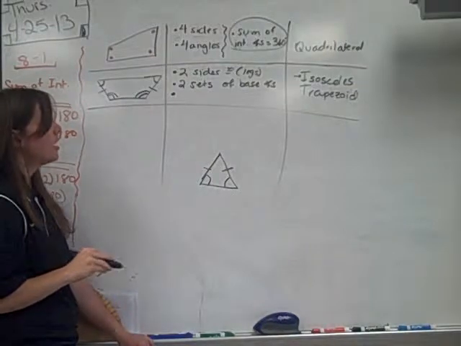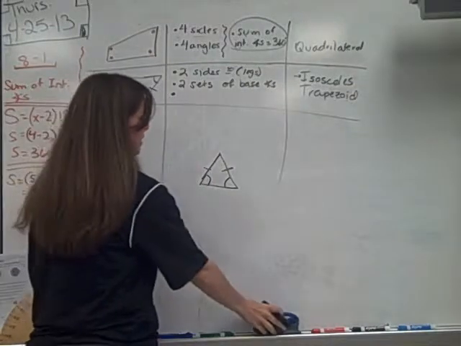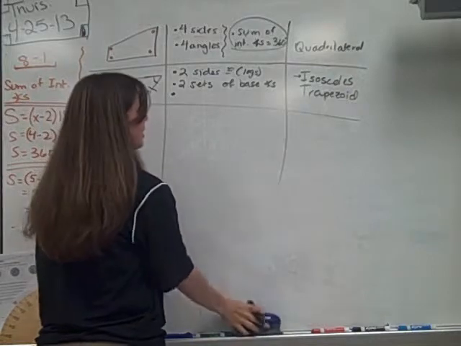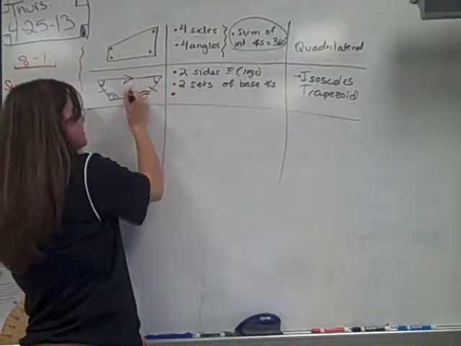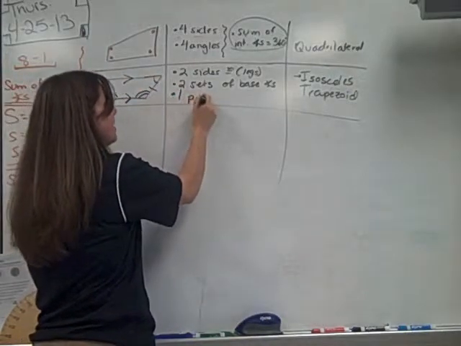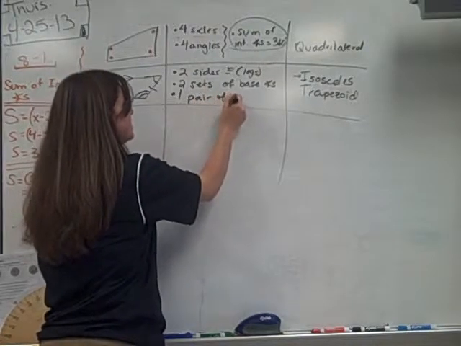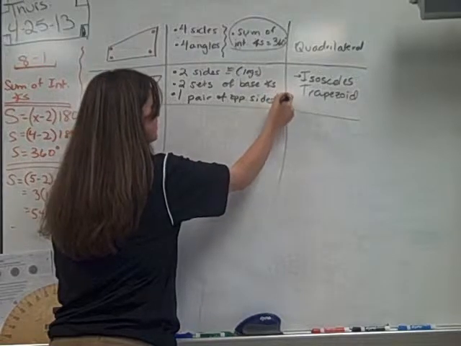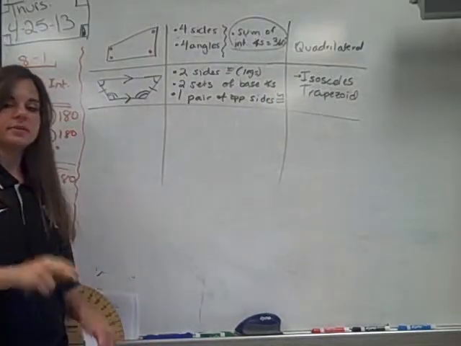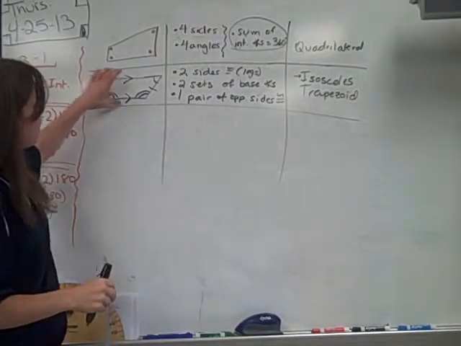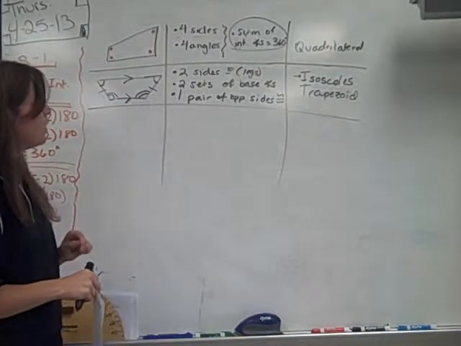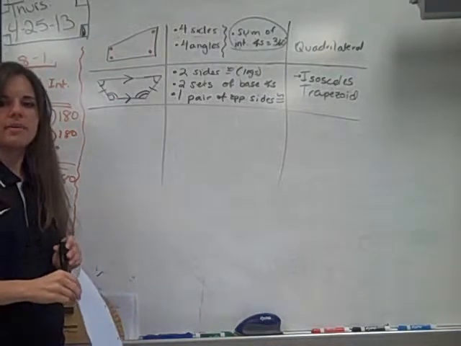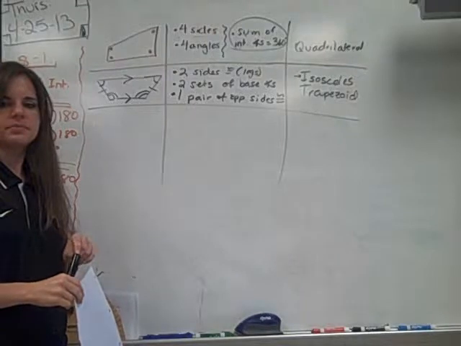What else can you say about trapezoids and isosceles trapezoids? The definition of a trapezoid is exactly one pair of opposite sides parallel. It's a very specific thing. A trapezoid only has one pair of opposite sides parallel.